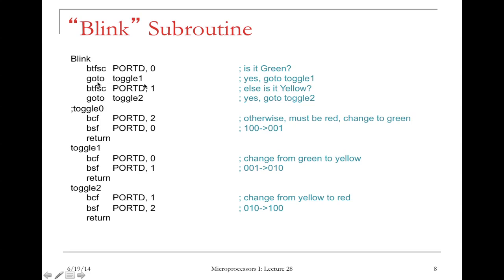If the green LED is on, we will go to toggle 1, and that's where we will change the LED from green to yellow. The way we did that is to set bit 0 of port D to be 0, that's BCF, and use BSF to set bit 1 of port D to a 1. These zeros and ones correspond to the output voltage from these pins. If it's 0, the output voltage will be 0 volts, and if it is a 1, the output voltage will be 5 volts.